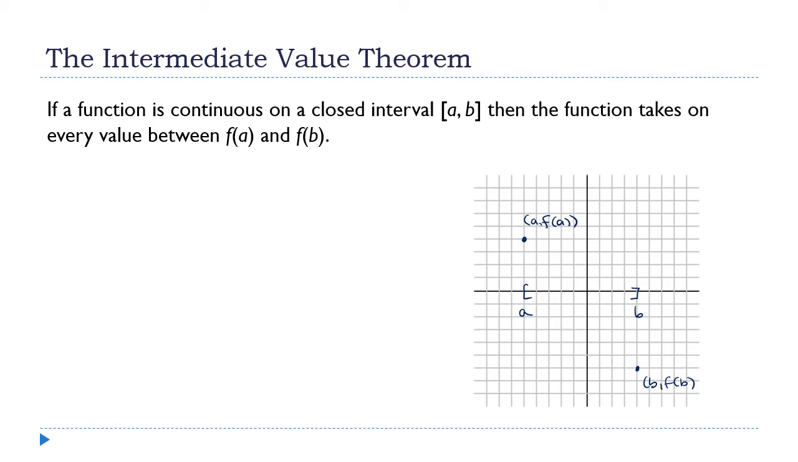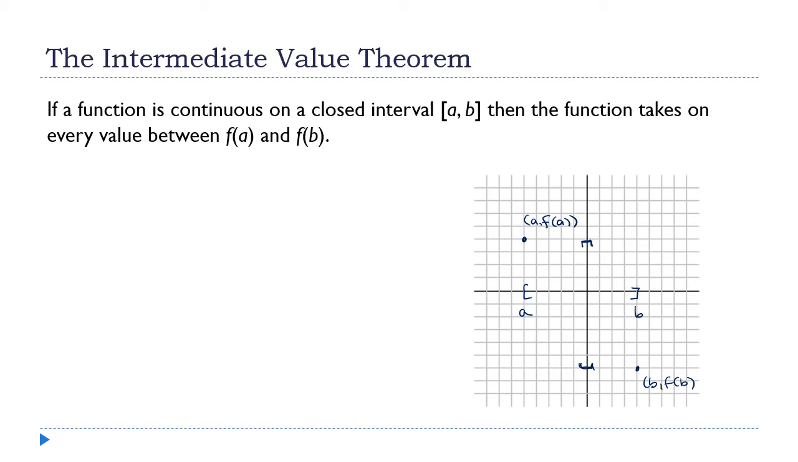And what the theorem is saying is if you look at all of the numbers on the y-axis here between f of b and f of a, pick any number you like on that interval, and there exists an x between a and b that equals that y value when you put it into the function. And you can kind of see this. It's kind of intuitive, I think.